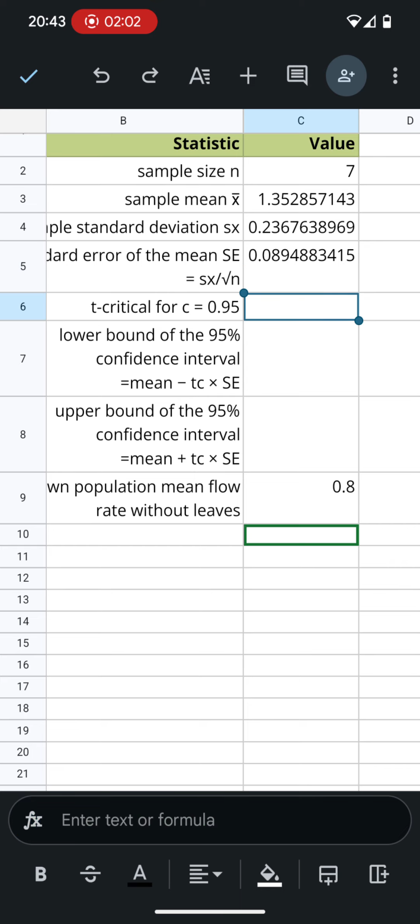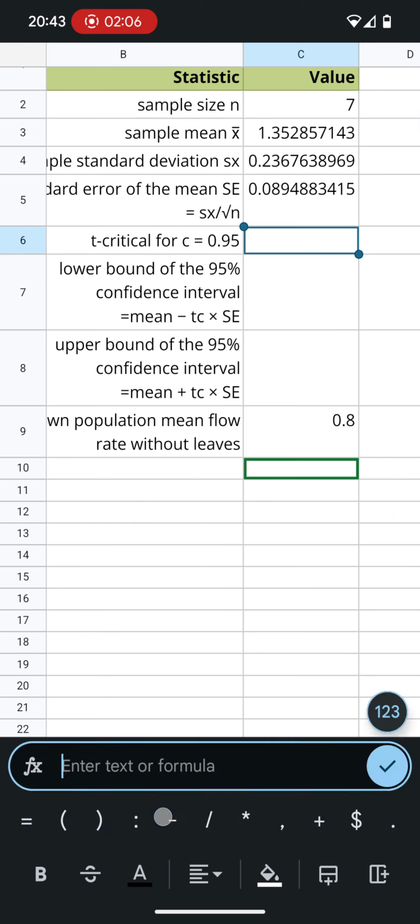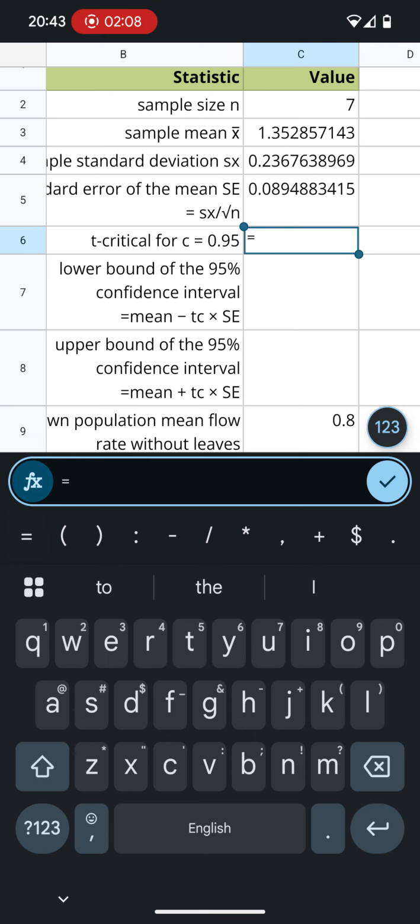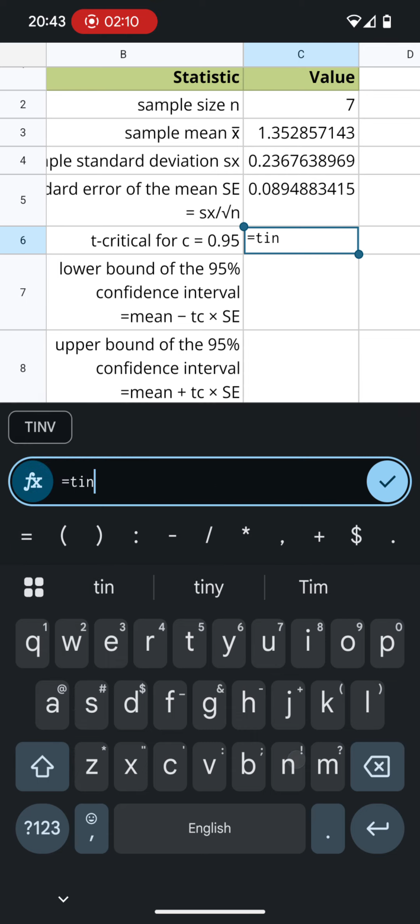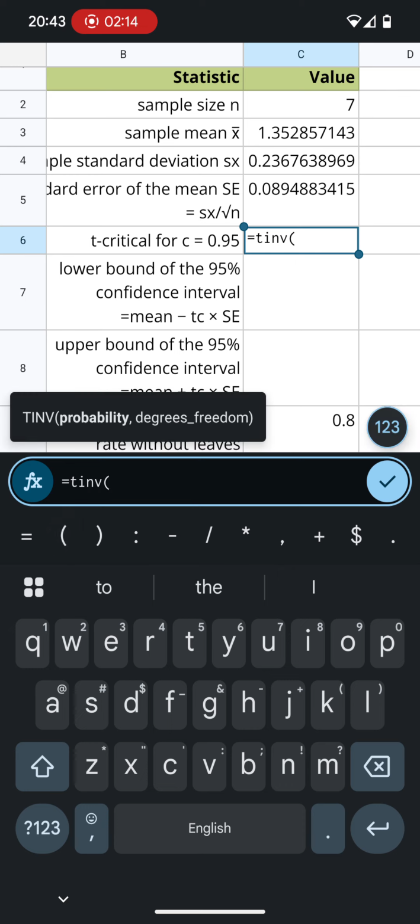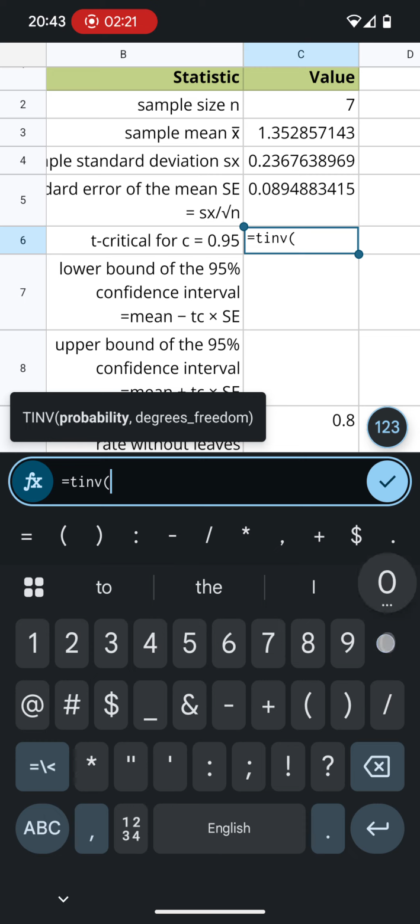To get the T critical, ignore the 0.95. Yes, we're using a 95% confidence interval, but that's not how to do this function. We're going to use a function called the T inverse function to calculate the critical values that we need to determine the lower and upper bound of the 95% confidence interval. And we're going to use 0.05 right here. That will be the number we always use in this course.